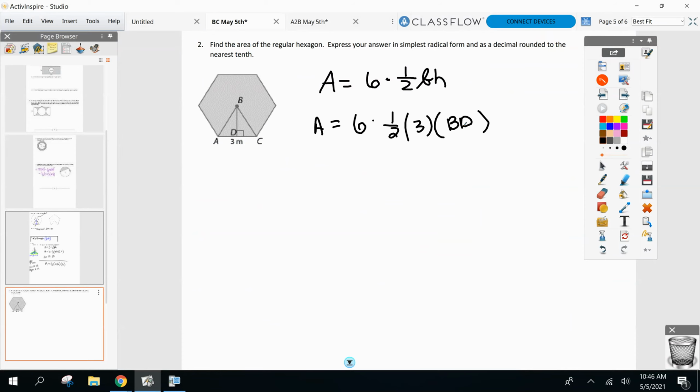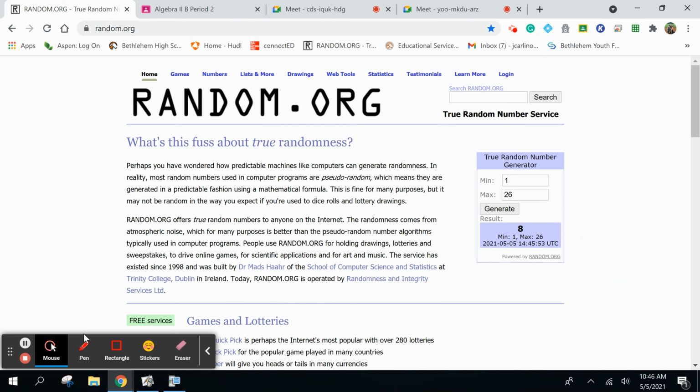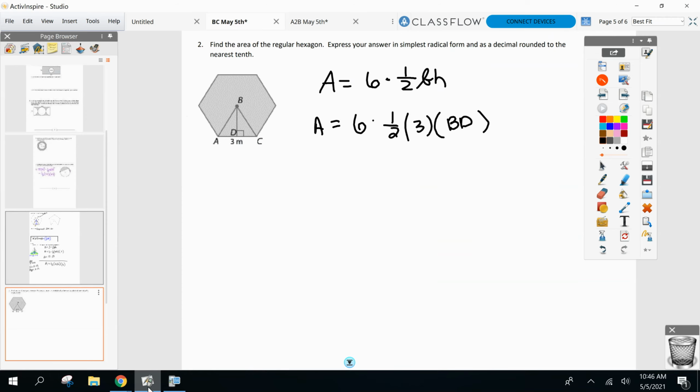What's happening to the 3? What's happening to AC when I draw the height in? We talked about it last problem. Vinny, what's happening to that 3? It's getting bisected. Okay, so what's AD and DC? 1.5. There you go. So I know this is 1.5.